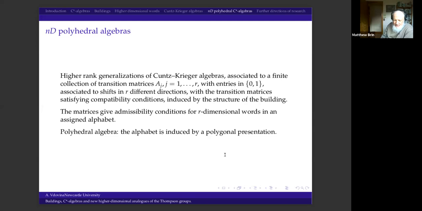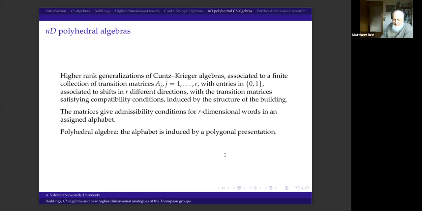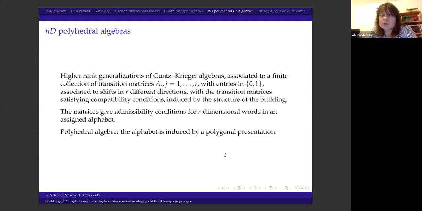I would be very surprised if every subgroup of a building group was a building group, but I was just wondering... No, very unlikely. I was just wondering which ones were and which ones were not, whether there was some sort of understanding. Yeah, it would be very interesting to know. Yeah, I will write your question.